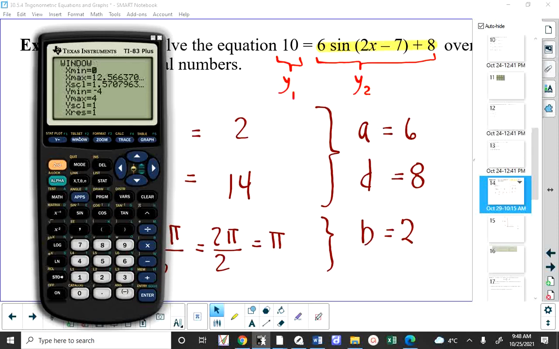I'm going to go to my window setting now. I'm going to manually go from 0 to pi. Now, you might want to go from a little bit less than 0 to a little bit more than pi. I'm not going to. So 0 to pi. The x scale is unimportant. That's just the increment. It's going to be where it puts a tick.